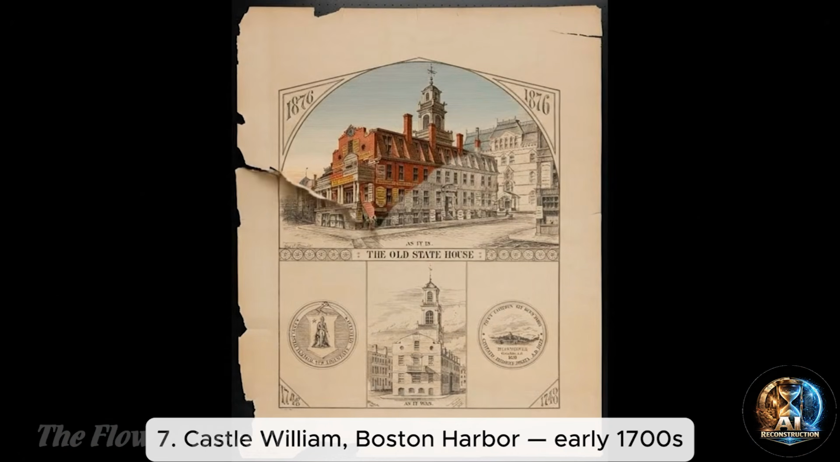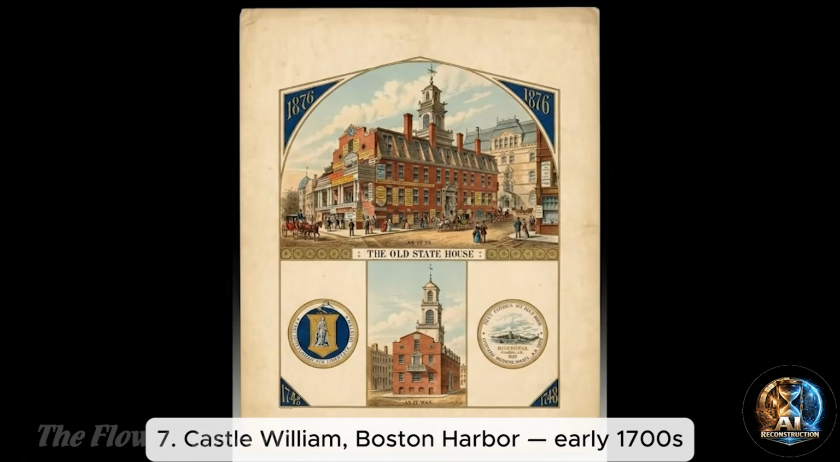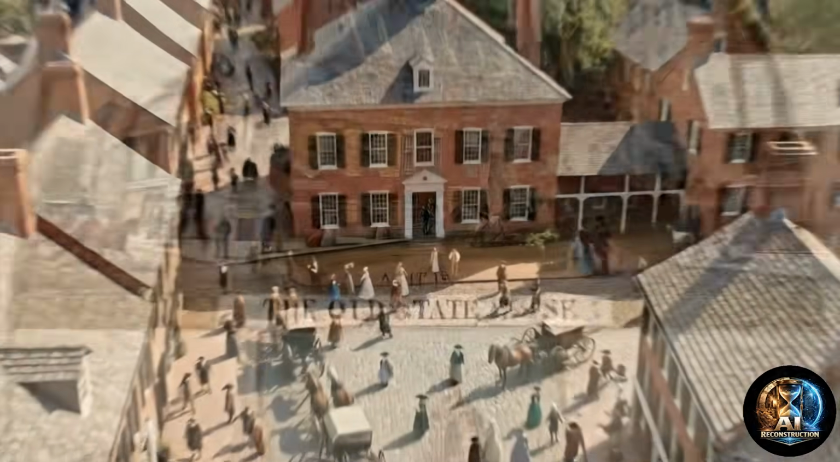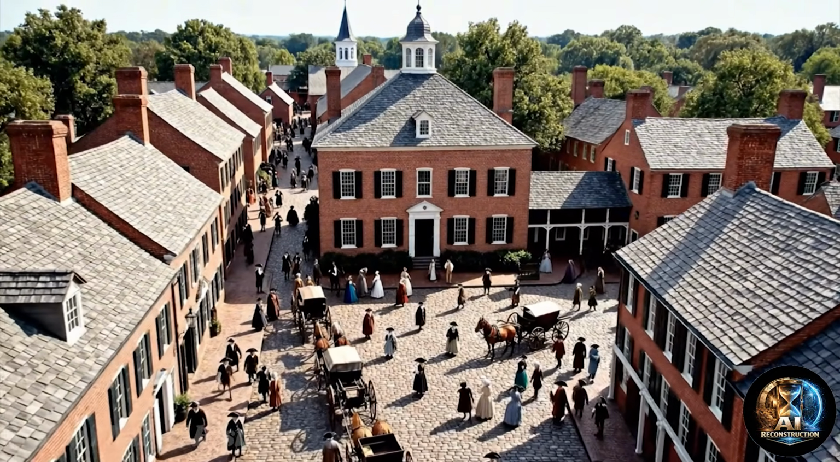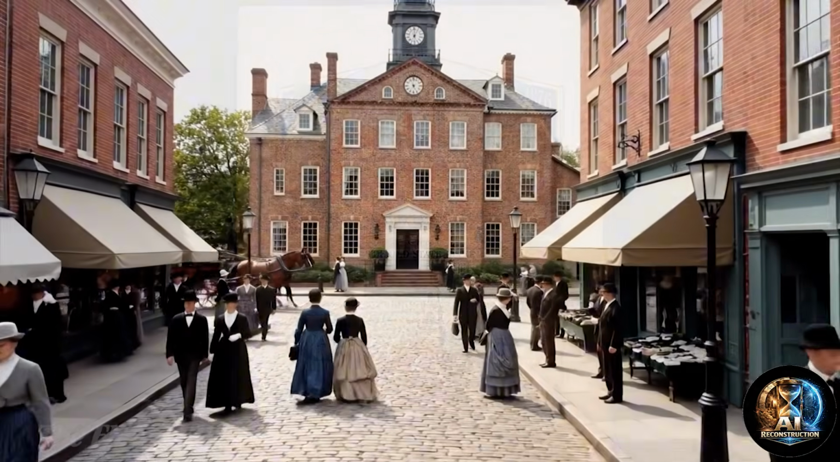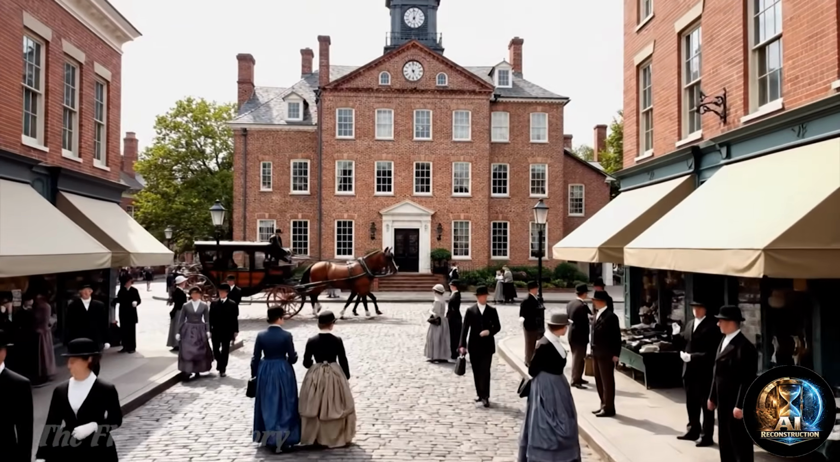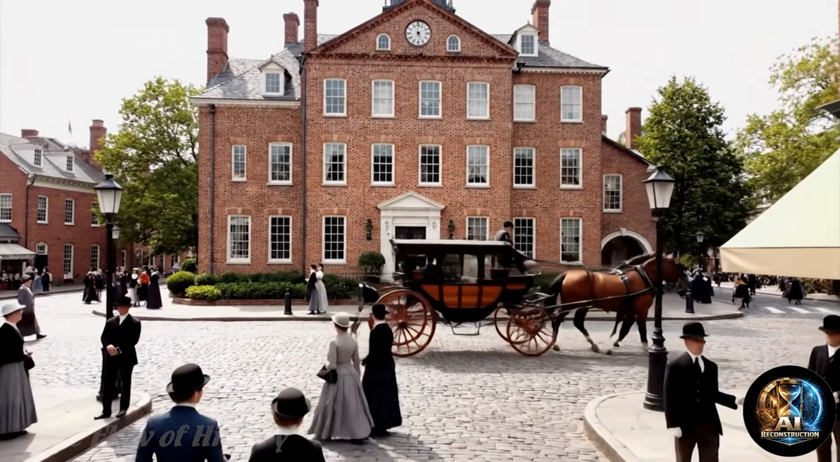Number 7. Castle William, Boston Harbor, early 1700s. This image depicts Castle William on Castle Island, the primary fortification guarding Boston Harbor during the colonial era. Its massive stone walls, angular geometry, and commanding placement emphasize military authority and British imperial control.